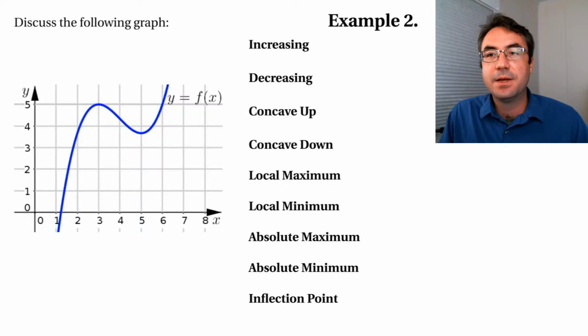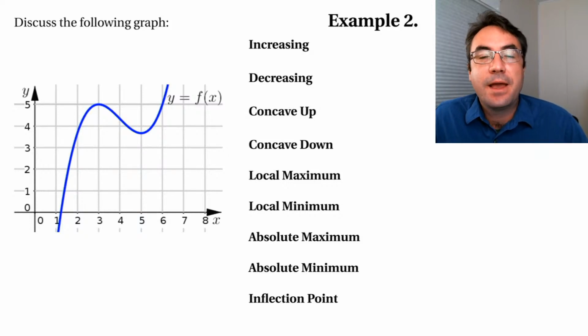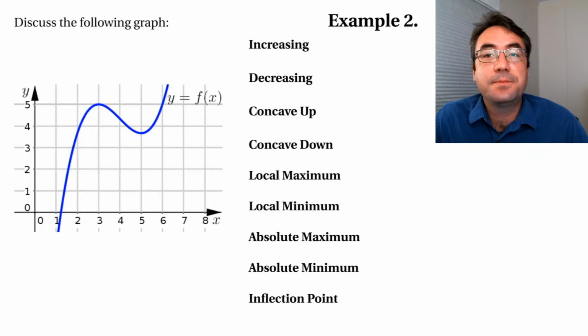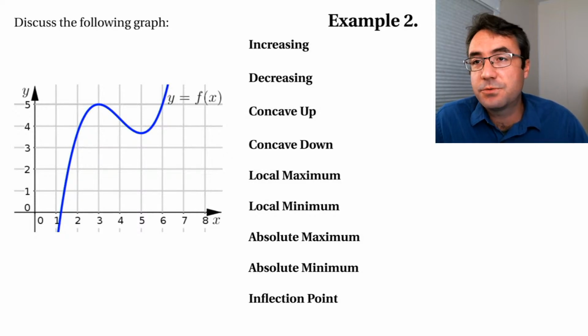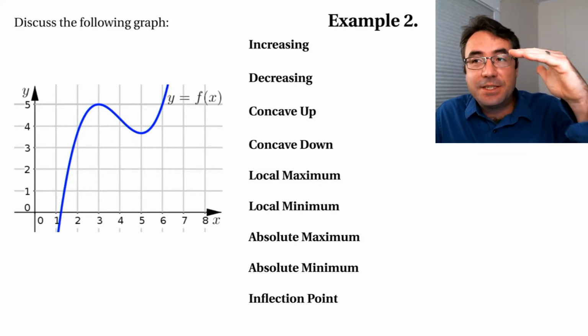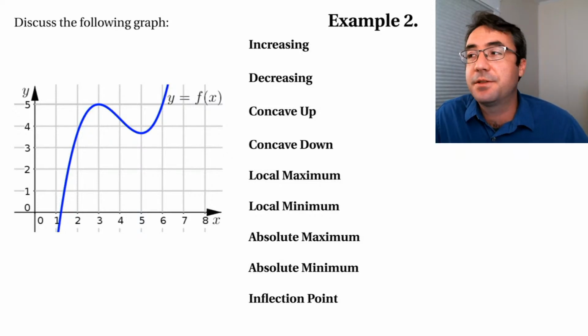All right, so let's put it all together and look at this graph here and identify the intervals where this function is increasing, decreasing, identify the intervals where this function is concave up, concave down, find any local maxes or local mins, same thing for absolute maxes and absolute mins, and inflection points. So we're just going to go through all those definitions that we found and see what's happening on this particular function.